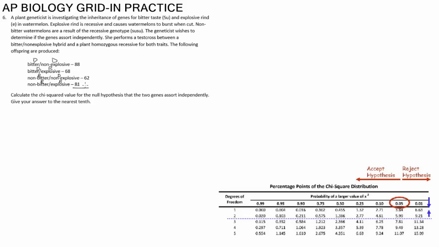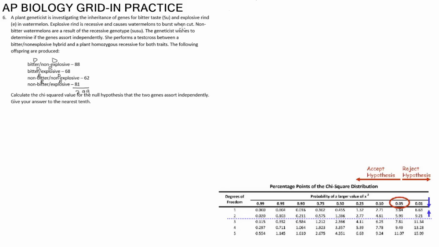The total number of watermelons that were produced here is 299, because 300 would have been just too easy and even. And so now we have to figure out what our expected are. This is the part that's kind of a pain. You actually have to do the dihybrid cross.